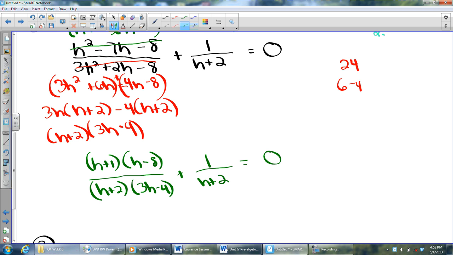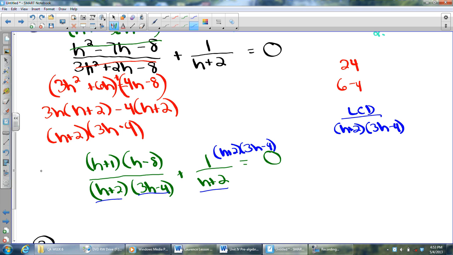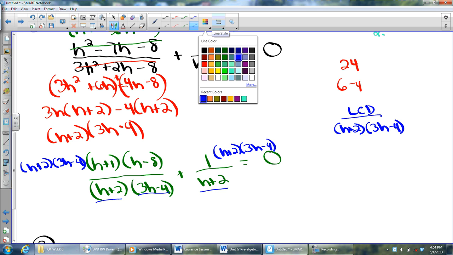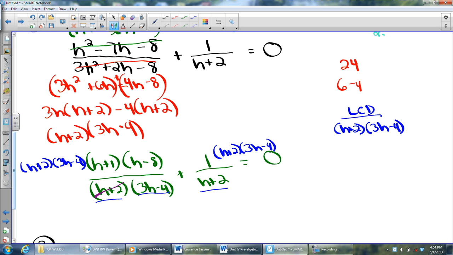I'm going to go looking for my LCD. And what am I going to need in my LCD? Well, first of all, I'm going to need an h plus 2, right? That'll take care of that guy and that guy. And then I'm going to need a 3h minus 4, and that'll take care of that guy. So I'm going to multiply both quantities by this LCD of h plus 2 times 3h minus 4. And of course I have to do it here as well. Now here's why canceling out is such a good thing, because over on that left-hand side, it's getting really ugly until you do this. The h plus 2's cancel, and the 3h minus 4's cancel. Okay, the right-hand side simplifies like this.